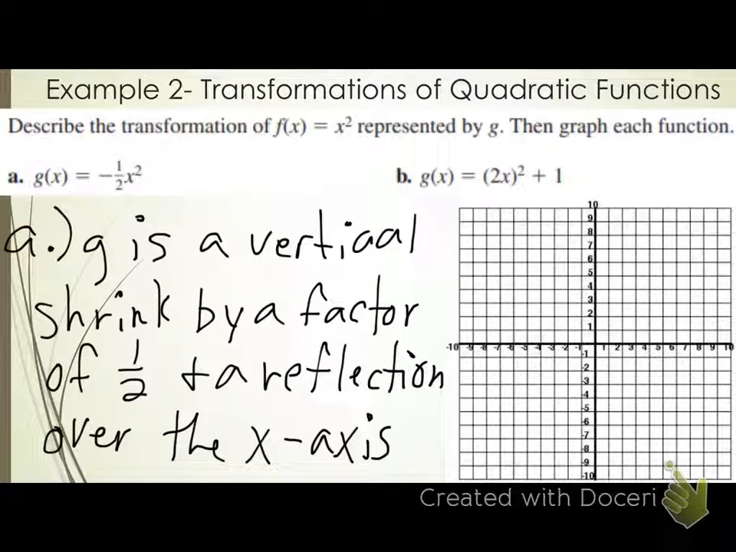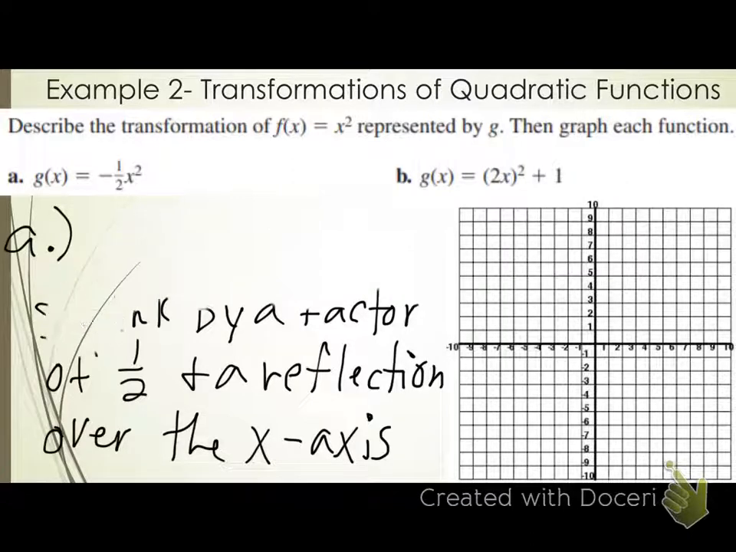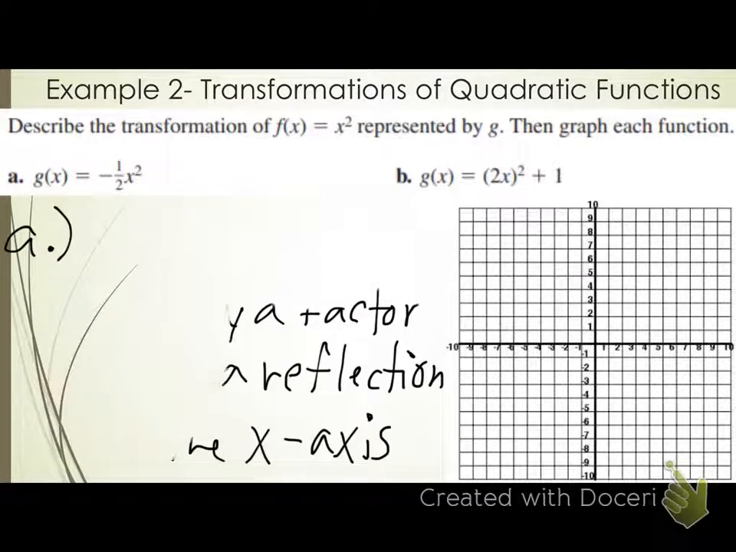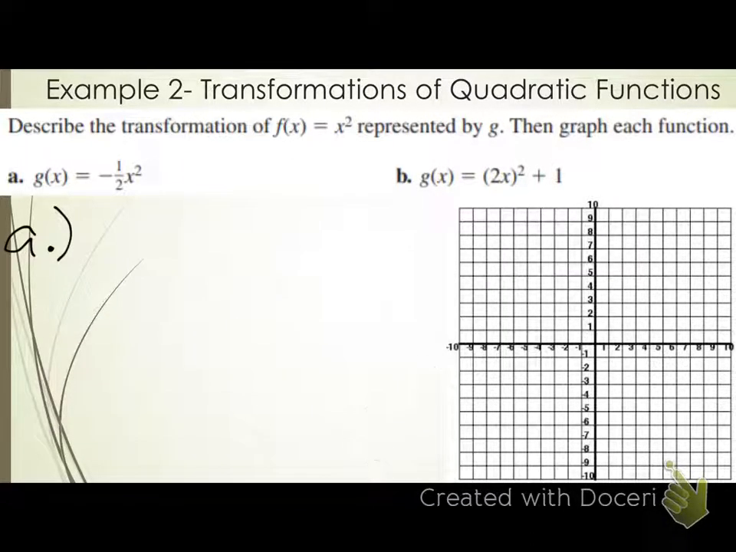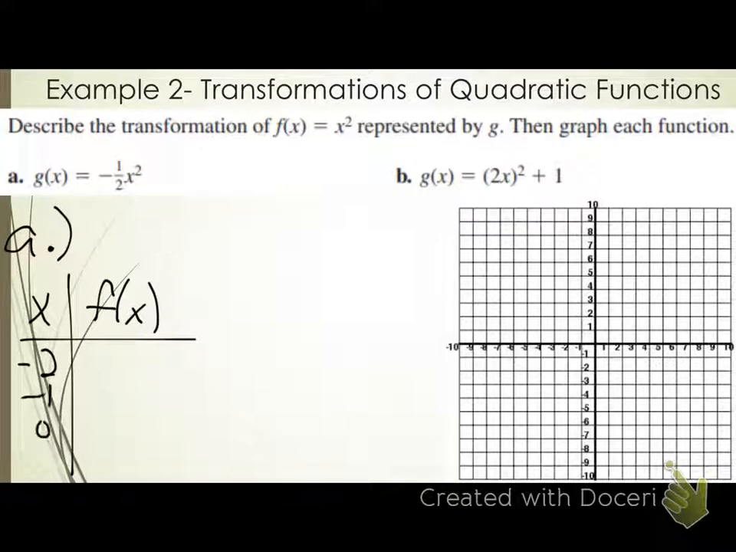Can I erase to create my table of values for my graphs? So let's do our parent function first. I'm going to create this real quick because we've already done it multiple times. So our parent function would be negative 2, 4, negative 1, 1, 0, 0, 1, 1, 2, 4.